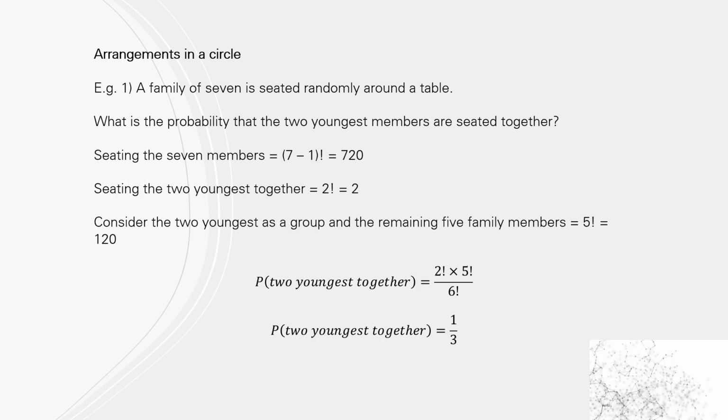Once we put the two youngest together, their order is important, so that's either 2P2 or 2 factorial. So those two youngest can be seated in two separate ways, but consider them as a group. Then you add the remaining 5 family members, so that's 6. You place the group first, and then the remaining 5 is 5 factorial, so that's 120. So the probability that the two youngest sit together is 2 factorial times 5 factorial over the 6 factorial from the first part. So there's a 1 in 3 chance that they can sit together.